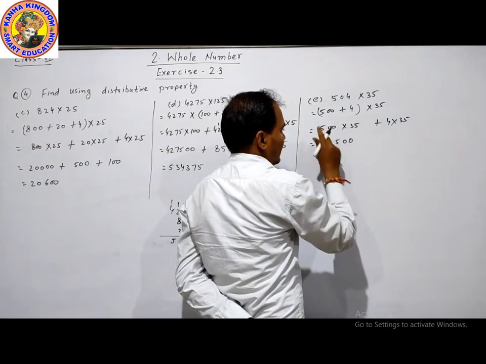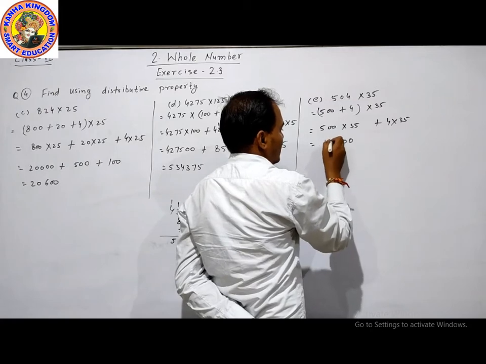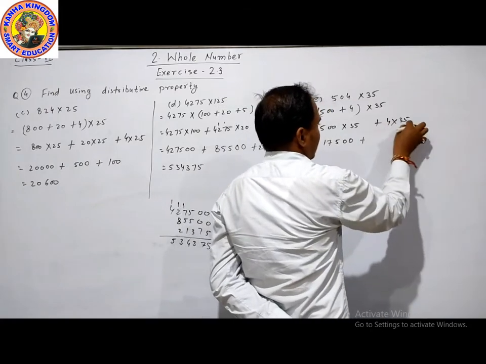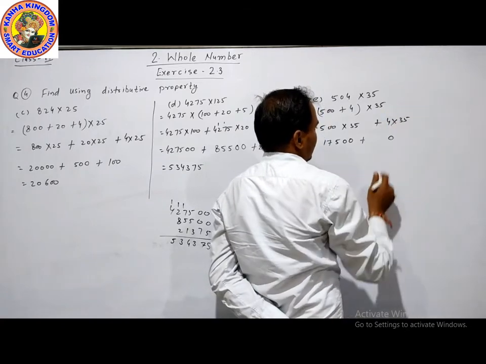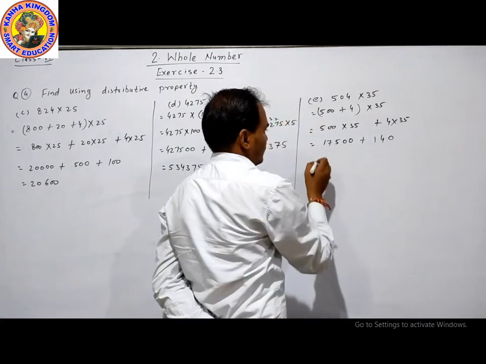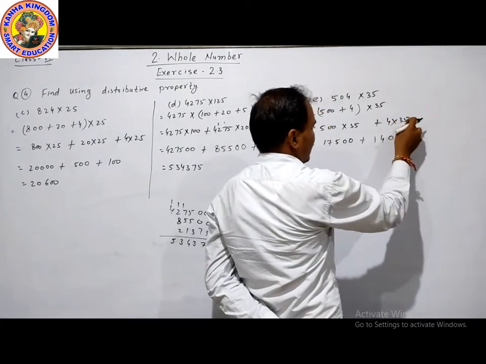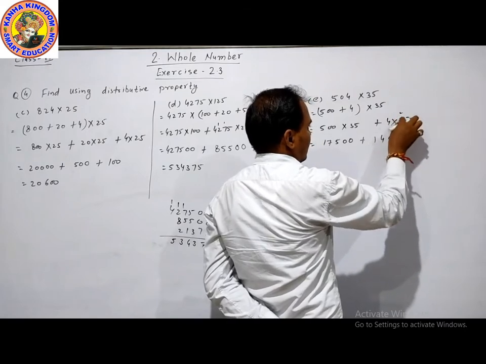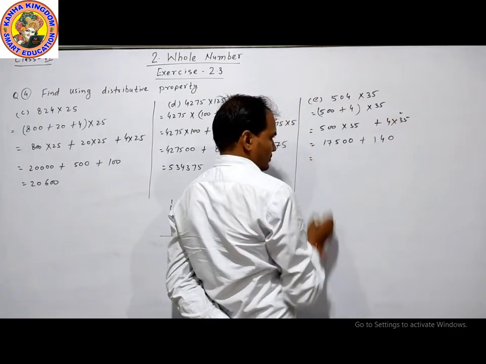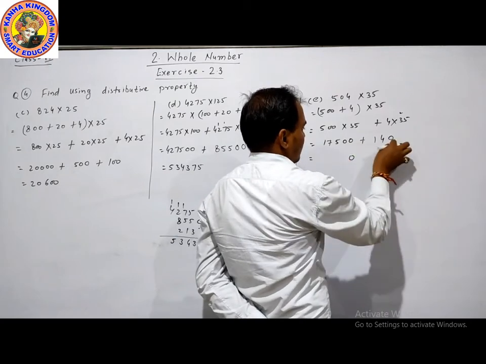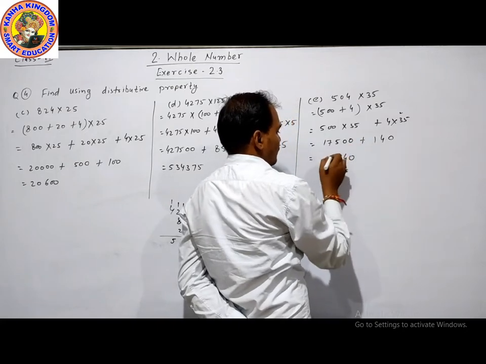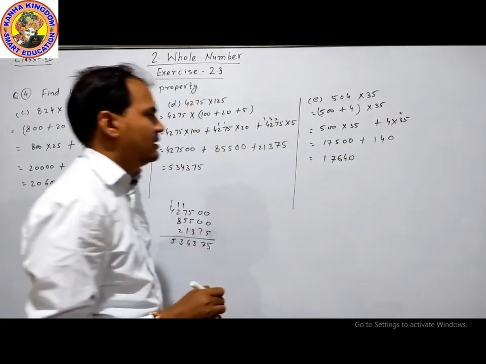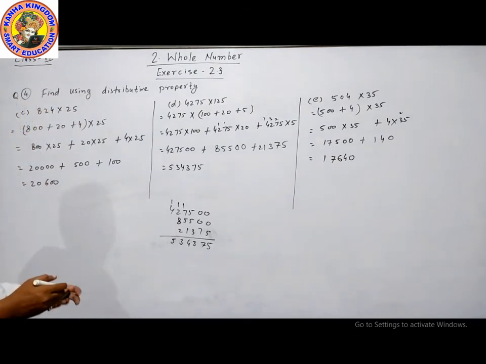5 into 5, 25. 5 into 3, 15 plus 2, 17. Multiply by 4. 4 into 5, 20. 4 into 3, 12. 12 plus 4. 4 into 5, 20. 4 into 3, 12. 12 plus 2, 14. The answer is 0, then 4, then 6, 7, 1. The answer is 17640. The question is find using distributive property.